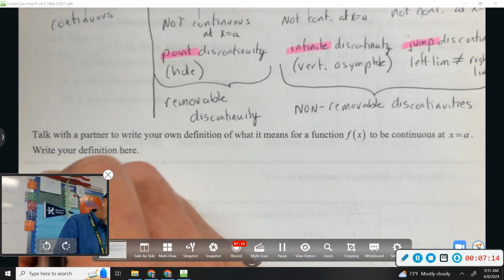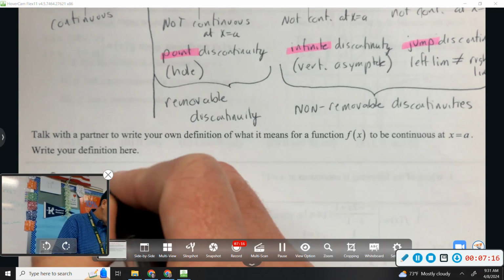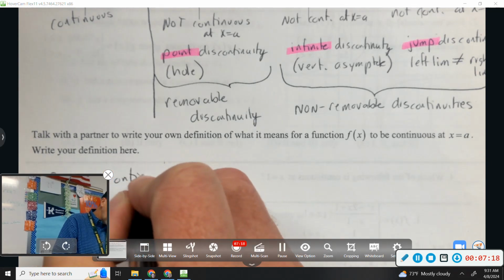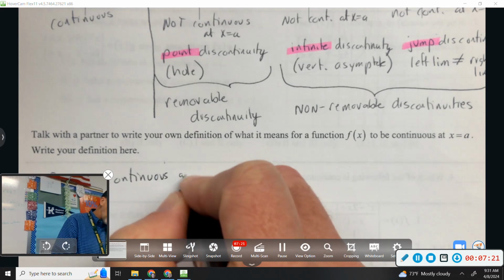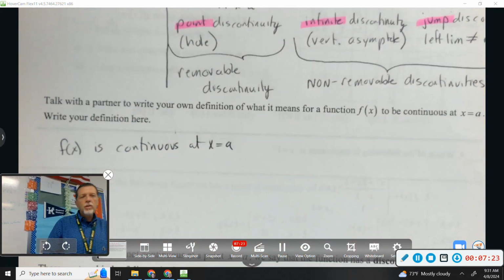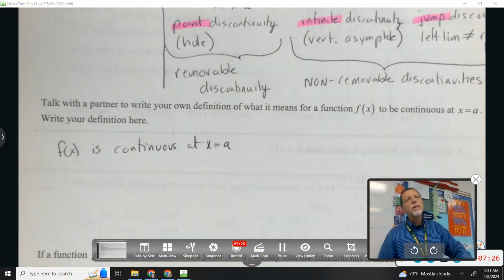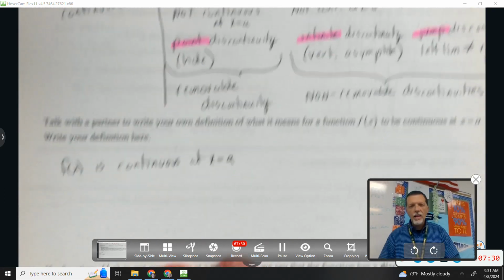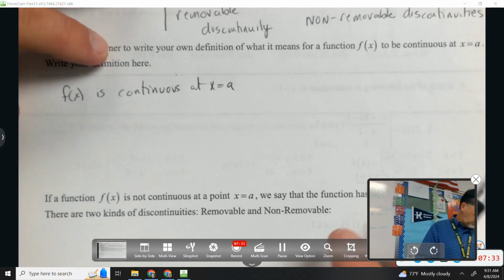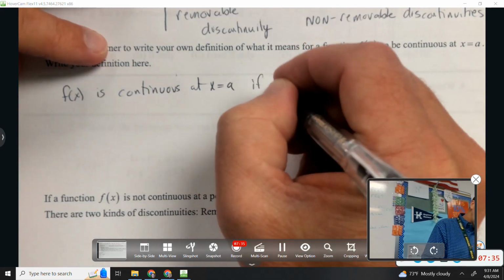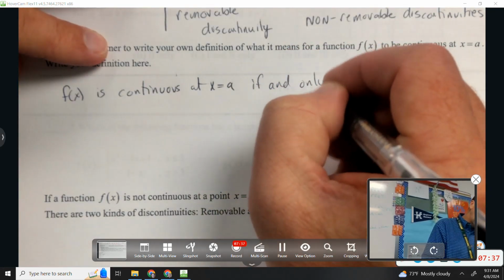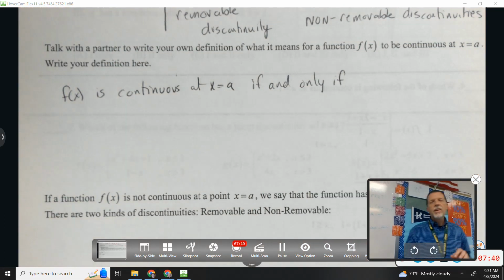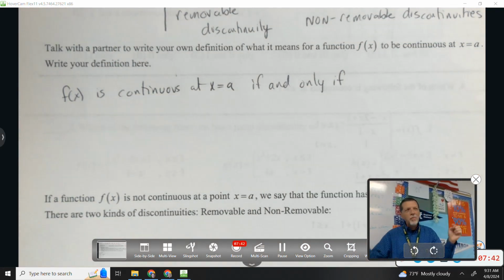Instead, we'll just say f of x is continuous at x equals a. We're usually talking about continuity at a point, because most things are continuous somewhere. It's just, at a, is it continuous? If and only if, that's like geometry words, right? Like bidirectional statements. If one thing's true, the other's true, vice versa. That's what if and only if means.